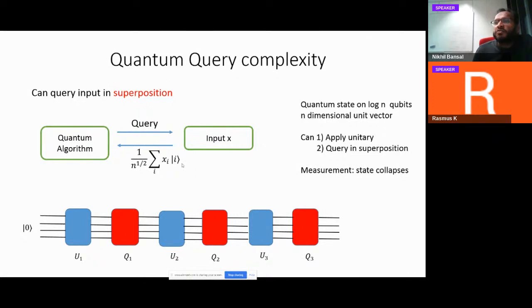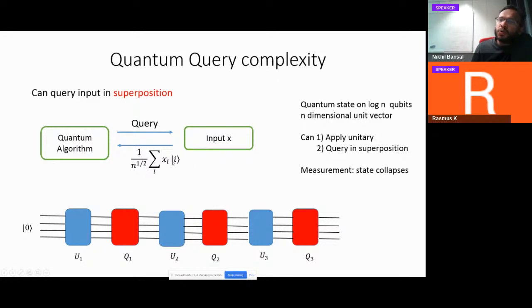Maybe just 1 minute of very basic quantum stuff, which we won't even need, but maybe it's good to know. If you have log n qubits, it encodes a quantum state on 2 to the log n, or n, dimensions. You can encode the entire state of this quantum system as an n-dimensional vector with complex entries. The way a quantum algorithm works is, it has some quantum state encoded in this n-dimensional vector, and it can apply unitary transformations to this, like applying a gate, and it can do queries on the input.